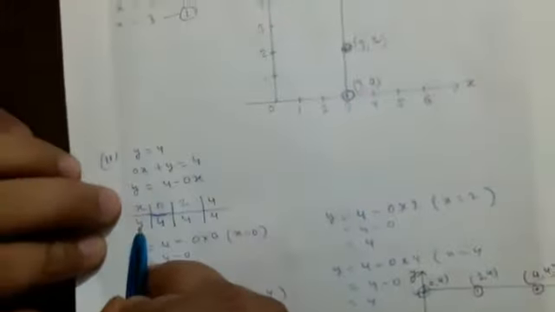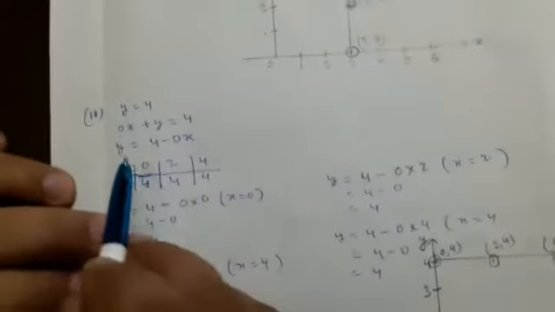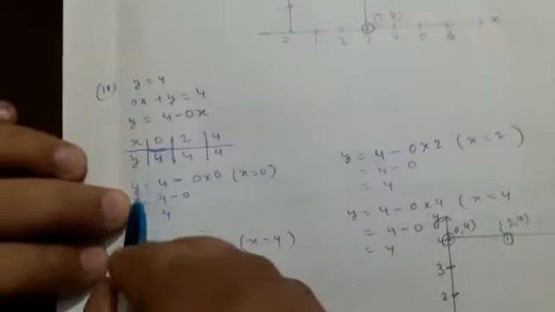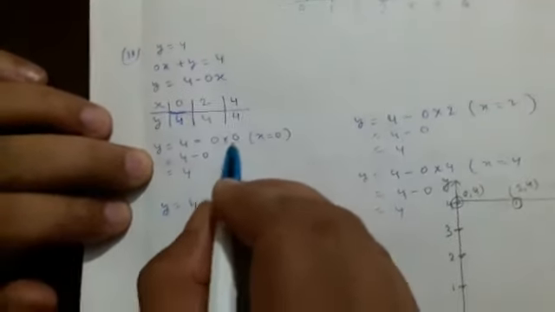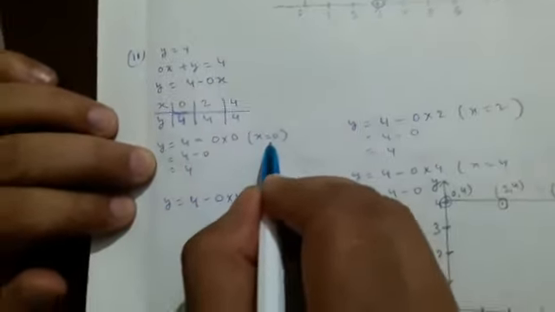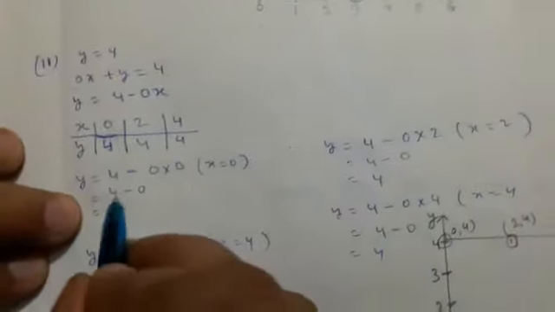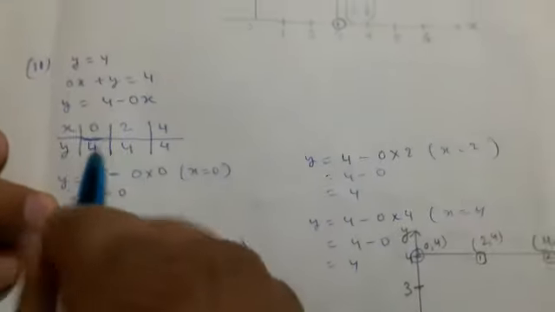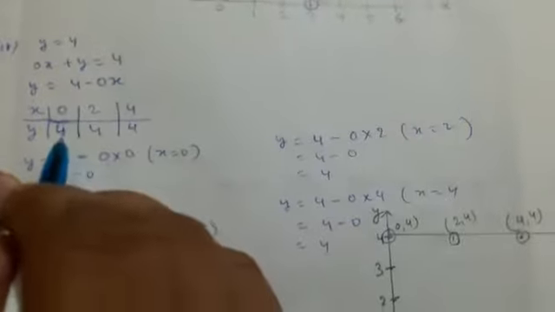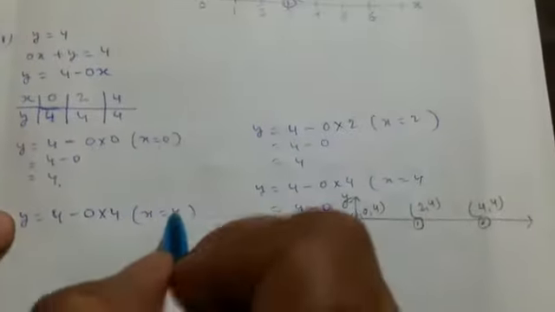Now we'll make a column of x and y, and one by one we'll put in the values of x. Then we will get the corresponding value of y. So y is equal to 4 minus 0 into 0. First we are taking the value of x as 0. So it will be 4 minus 0, that is equal to 4. So when x is 0, then y is equal to 4. Next, we will take the value of x as 4.